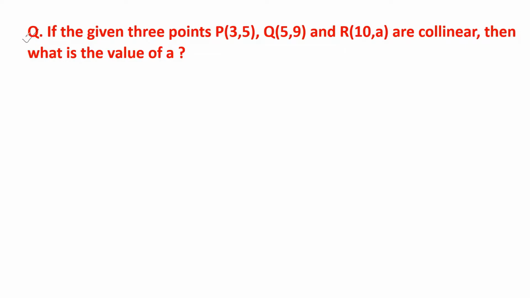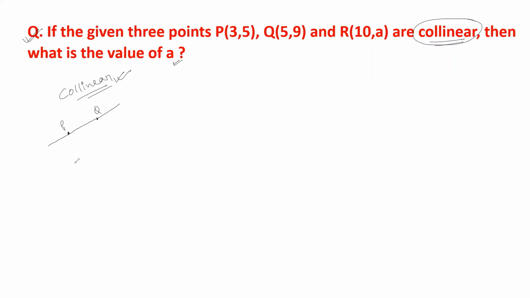Now let us see this question. If the given 3 points P (3, 5), Q (5, 9) and R (10, a) are collinear, then what is the value of this a? To answer this question, first we need to know what collinear points are. Collinear points are those points that lie on the same straight line or in a single line. For example, say if I have 2 points, say P and Q, and if these 2 points lie on the same straight line, then we say that these 2 points are collinear points.